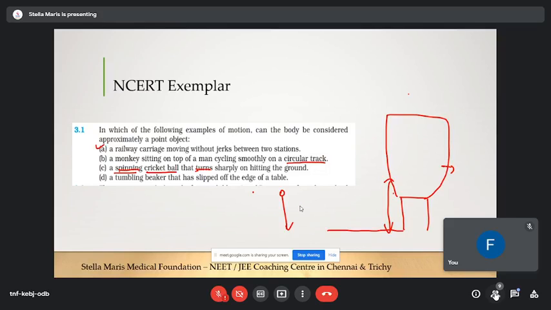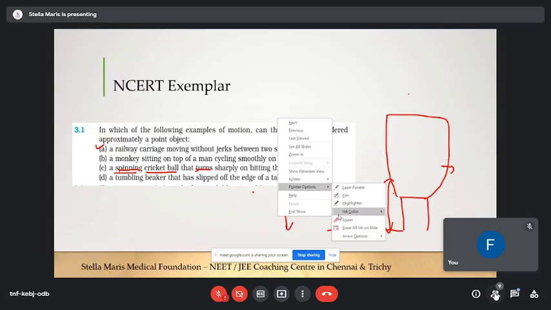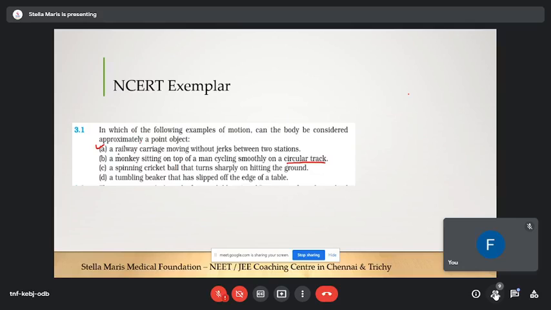So what is motion? Motion is nothing but a change in position of an object with time. So how to specify or measure this position? For that we need two things. One is a reference point, and another thing is a set of axes.